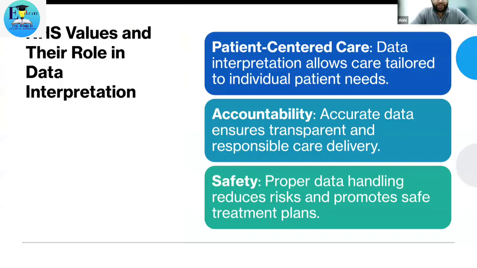So, the NHS values and their role in data interpretation. All the data is patient-centered, so it allows for care to be tailored to the individual. We can look at infection markers, white cell and inflammatory markers, and see how it's relevant to the patient. It allows for accountability, so we know if our care is working or not, and it allows for safety. So data is one kind of value which shows what we're doing, and whether it's working or not. Next slide, please.